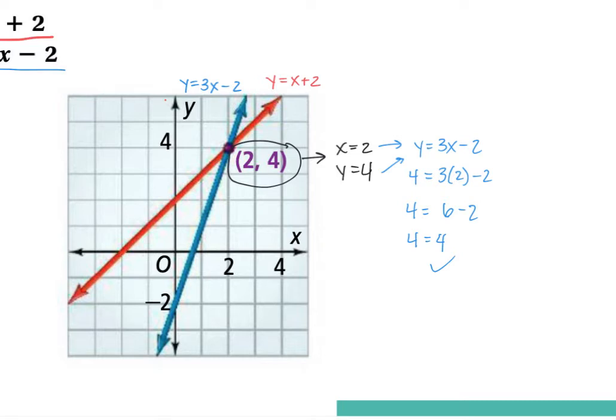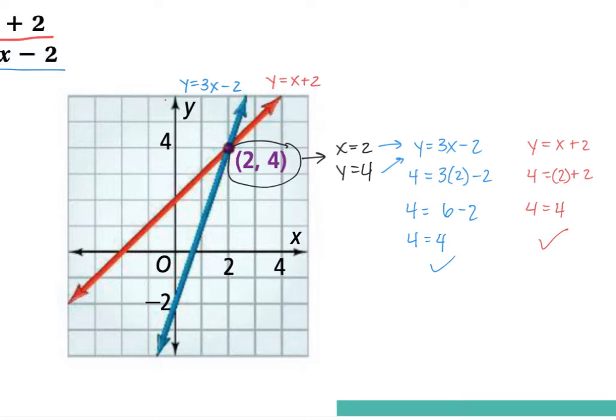Next, let's do the red one. We've got y equals x plus 2. We're going to plug in y equals 4 and x equals 2, so we get 4 equals 2 plus 2, and we get 4 equals 4. Does that work? Yes. So this is the one point where both of the equations share the same solution.